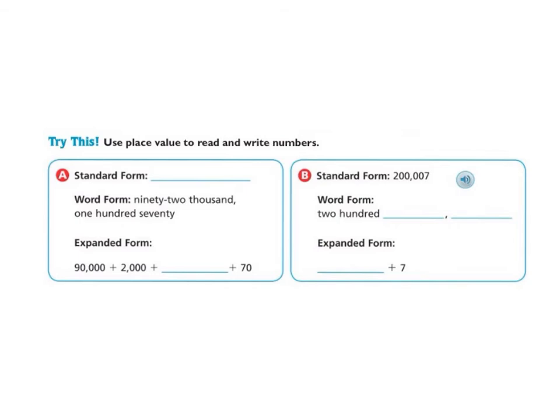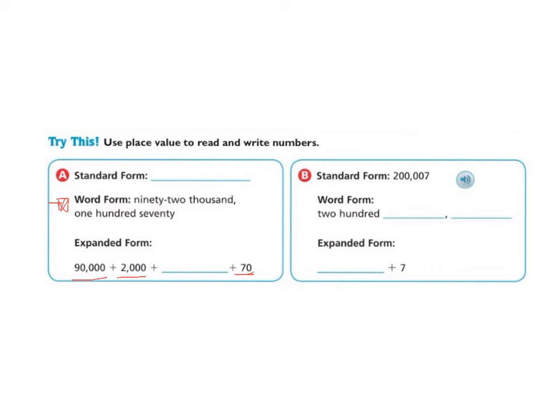Alright, we're underneath the Unlock the Problem now where it says Try This. We're going to try some problems together. So in problem A, we don't have a standard form, but we do have a word form and an expanded form with a hole. So let's see if we can fill in those other 2 holes. So let's look at the standard form because it's the one that gives us the most information right now. So it says 92,170. Okay, so let's look down at our expanded form. We see we have 90,000, we have 2,000, and we have 70.